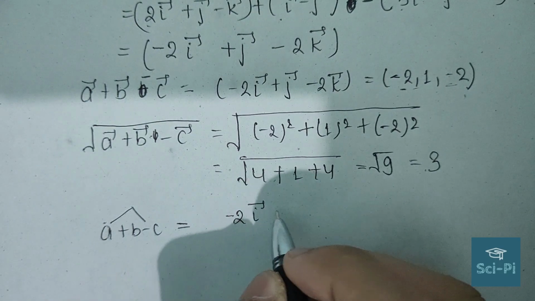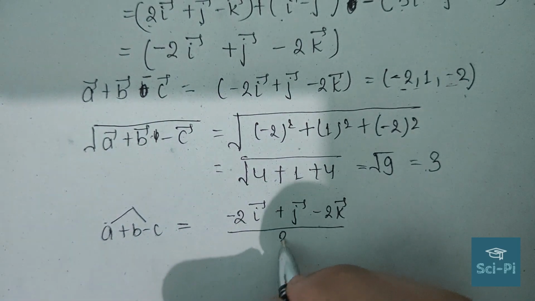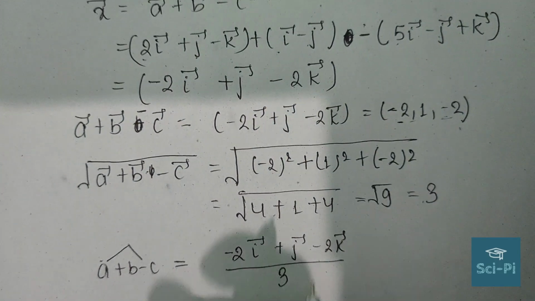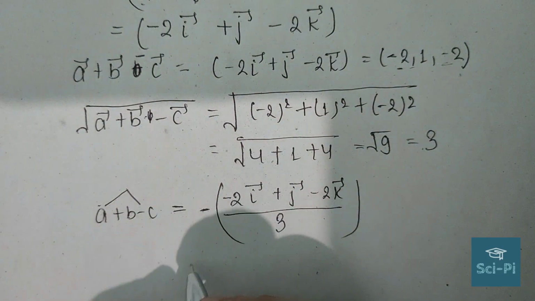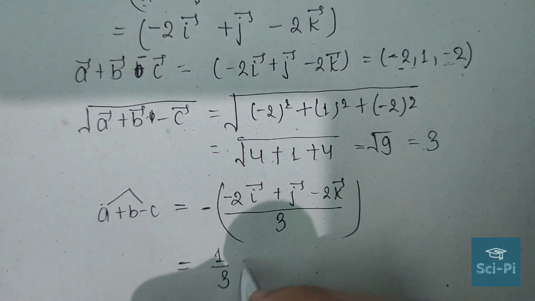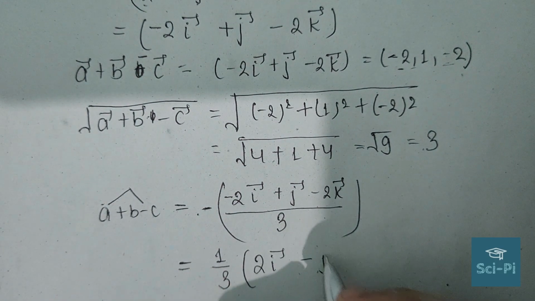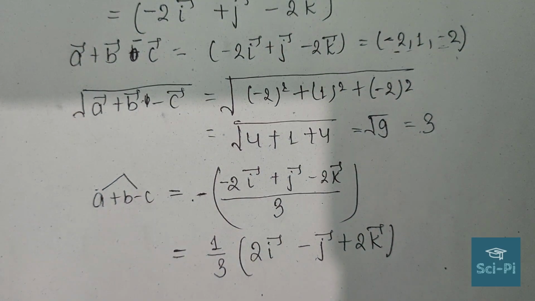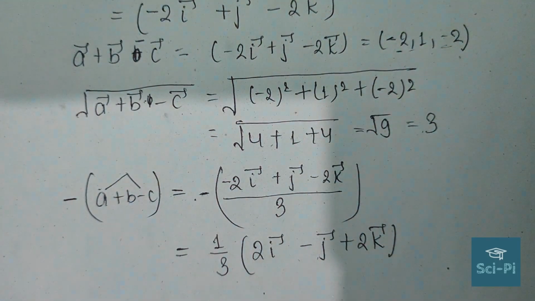Now the unit vector, which is a plus b minus c, the unit vector would be equal to minus 2i vector plus j vector minus 2k vector divided by 3. But remember, the question says in the opposite direction, so we will need to put a negative sign here, and therefore writing this would be 1 over 3, the negative sign multiplies the inside terms, so it will be 2i vector minus j vector plus 2k vector, and this is our desired answer. And also to notate it, we can put a negative sign here.